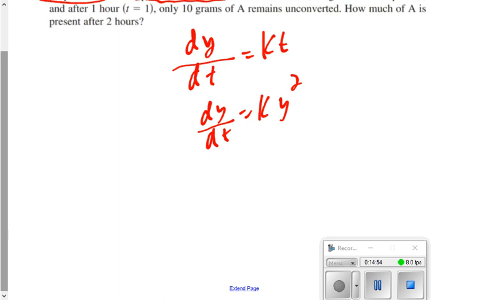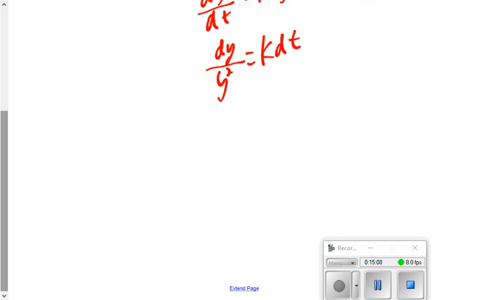So now I'm going to separate my variables. I'm going to multiply by dt and divide by y squared. Flip those over. So then now I have my equation, I can integrate. That'd be y to the negative 2, which would give me negative y to the negative 1, which would give me negative 1 over y. That's equal to kt plus c.